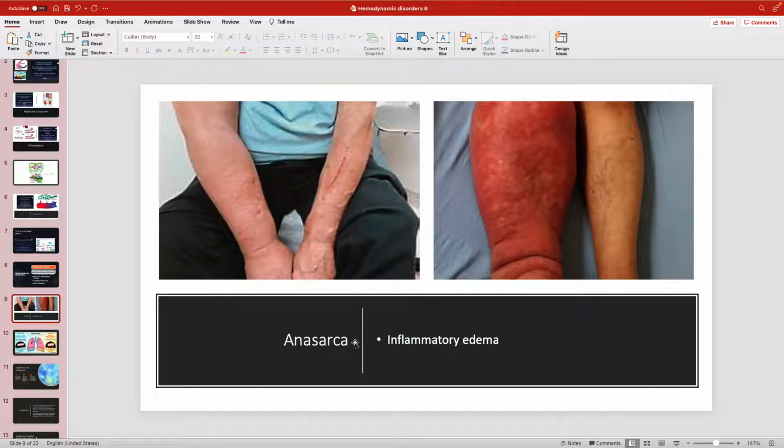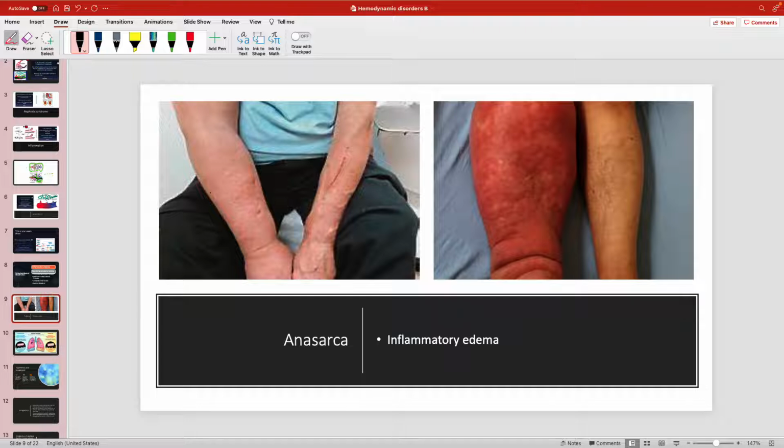So this is anasarca. This is a condition where you have overall swelling throughout the entire body. Several reasons can lead to anasarca. But one of the most common causes of this is congestive heart failure, cirrhosis. So we know that this would be caused by an increase in hydrostatic pressure, and if we have an issue with the liver, we're going to have a decrease in albumin production. So this is going to be a result of a decrease in oncotic pressure.